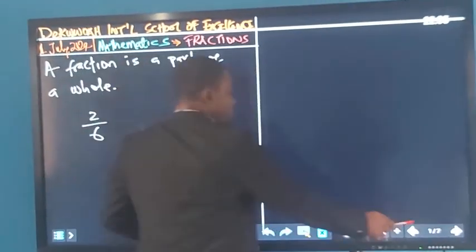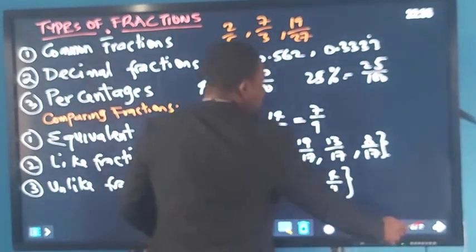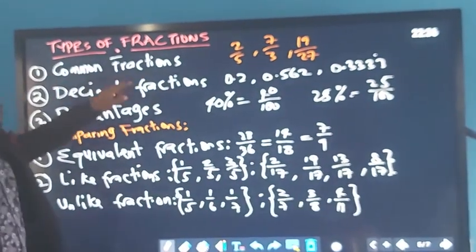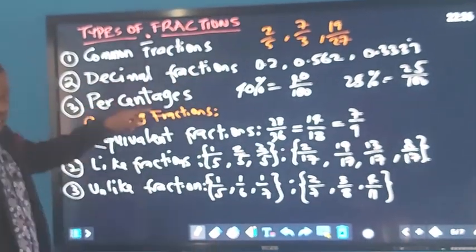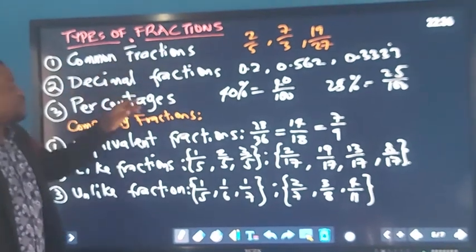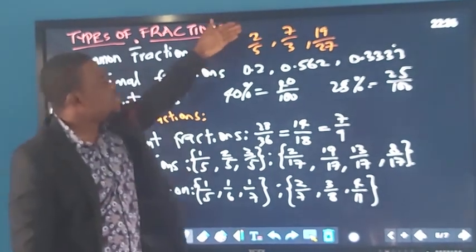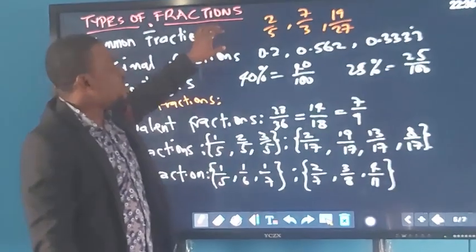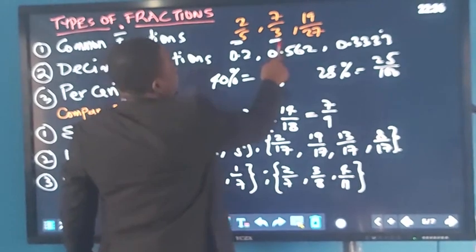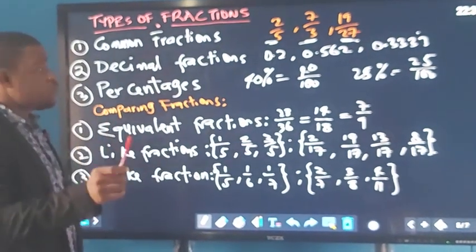But let me run some here very quickly. Okay. We have different types of fractions. We have common fractions. We have decimal fractions. We have percentages. These are the basic types of fractions that we have. Anytime we write a numerator over a denominator, we have a common word now, fraction. So 2 over 5 here, and then 7 over 3 here, and 19 over 27 here, they are all what now? Common word, fraction, examples of common fractions.